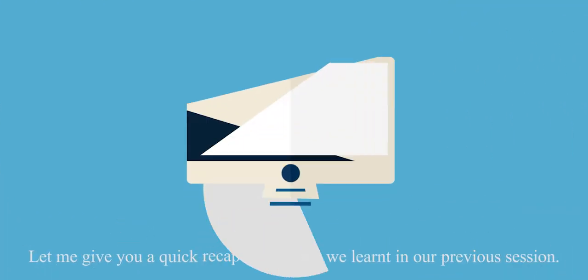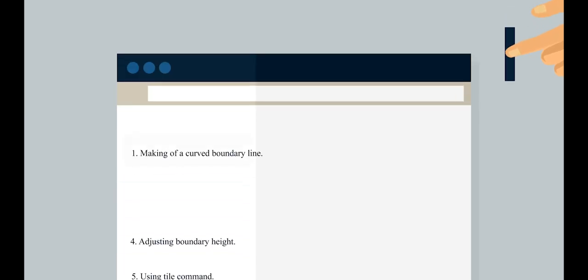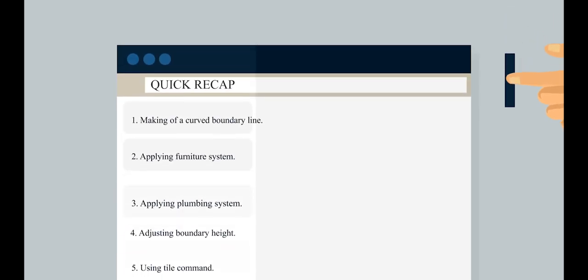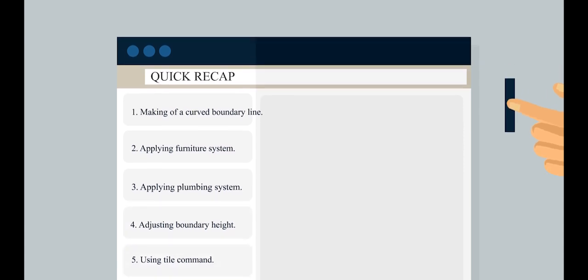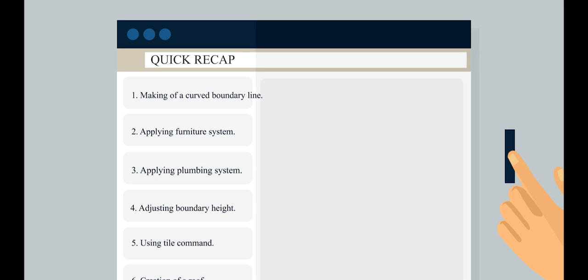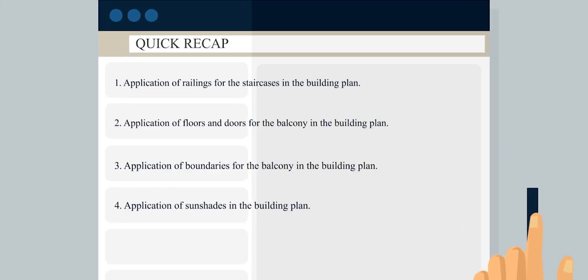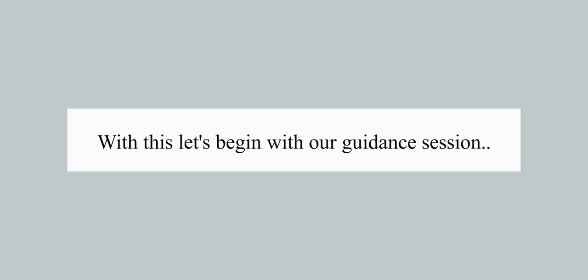Let me give you a quick recap about what we learned in our previous session. In our previous session, we learned about making of a curved boundary line, applying furniture system, applying plumbing system, adjusting boundary height, using tile command and creation of a roof. With this, let's begin with our guidance session.